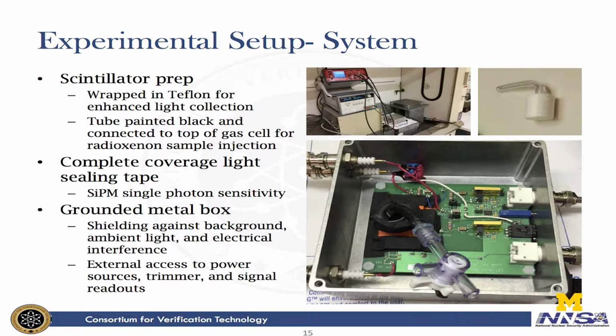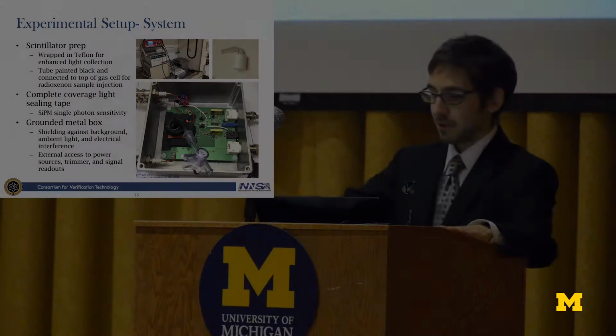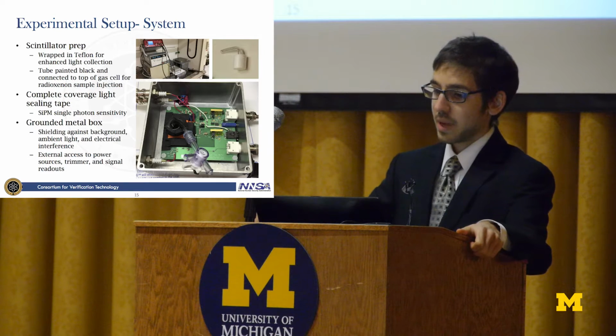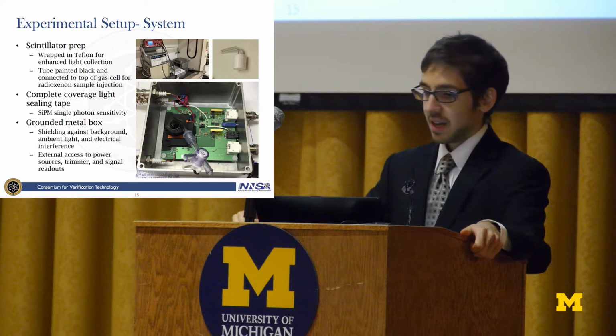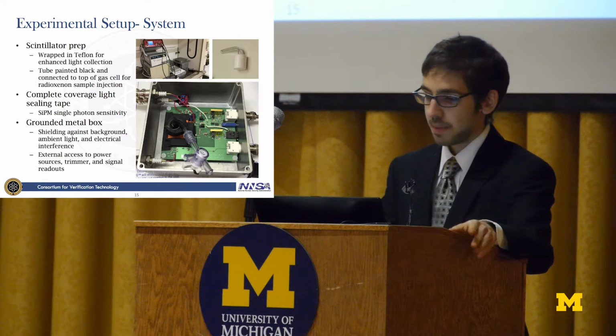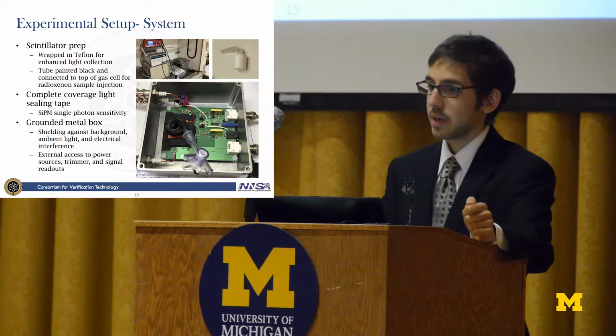So just for our experimental setup, we wrapped our scintillator in Teflon, painted the tube black, and then sealed everything in electrical tape to minimize as much external light as possible. Then we put it all in a grounded metal box, shielding out as much light, background, electrical interference, etc. as possible. We can adjust things like the trimmer, and we can access the readouts from outside the box so we don't have to open it once we inject the radioxenon samples.